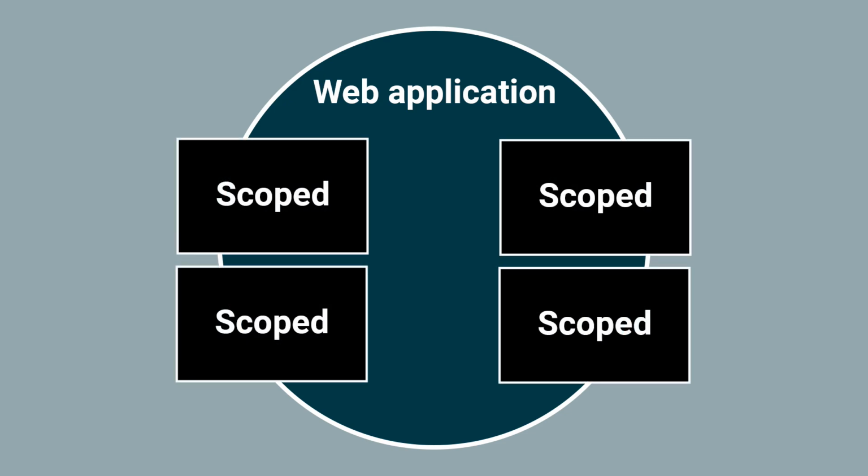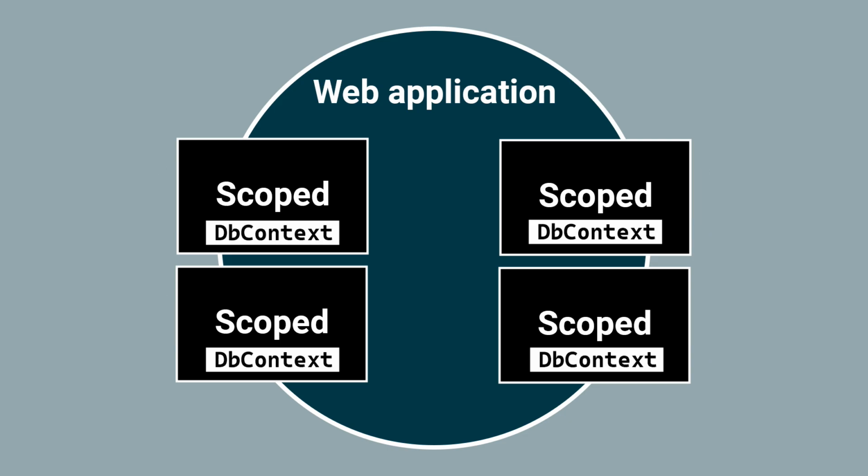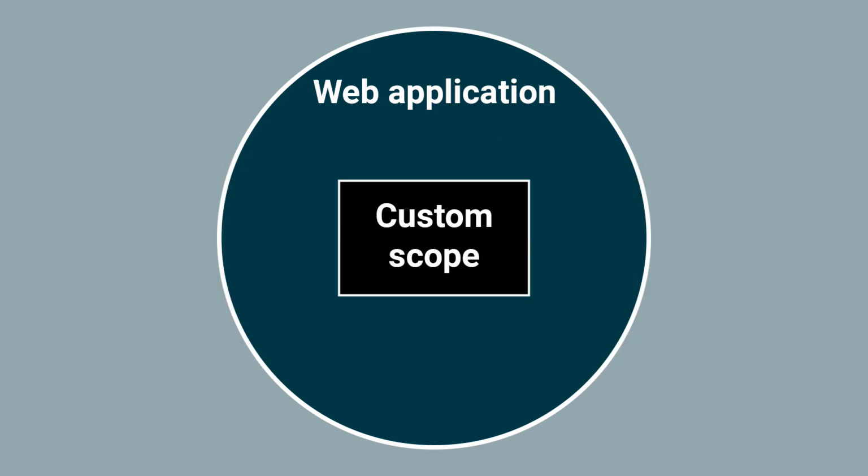A scoped service lifetime can have multiple instances in the same application. In ASP.NET Core, a scope is created once per HTTP request. Scoped service lifetime instances are good if you want to share the same instance across multiple areas of a request, such as Entity Framework's DbContext. You can also define custom scopes, which is useful for background tasks and multithreading.